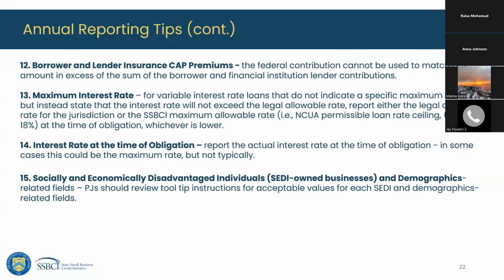Then also on that loan tab, there's a column for interest rate at the time of obligation. There you would report the actual interest rate at the time of obligation. It could be the maximum rate, but it's typically not the maximum rate. So just make sure you're using the interest rate at the time of obligation.